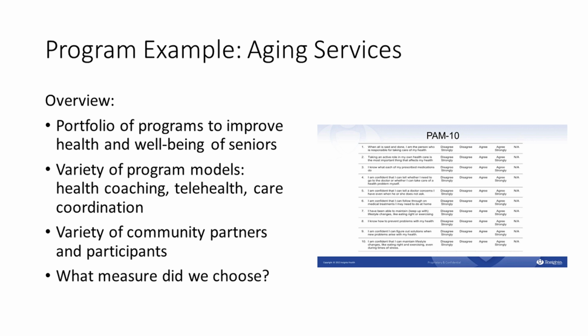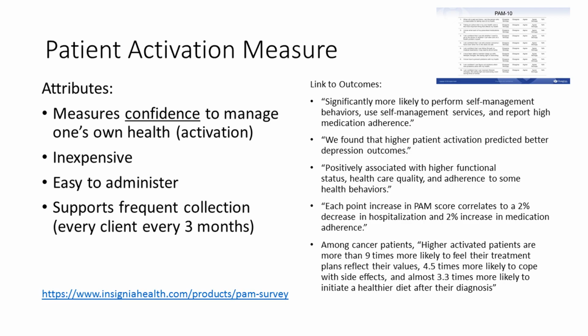And so we knew that we couldn't do traditional evaluation on this. So what measure would we choose? What proxy? We selected a model called PAM, which stands for Patient Activation Measure. This is a 10 or 13 question survey that was developed at the University of Oregon and is now licensed by a company called Insignia in Portland. And what PAM measures is one's confidence to manage your own health.